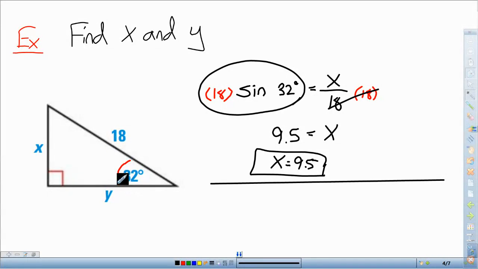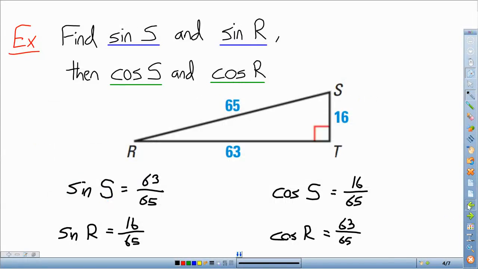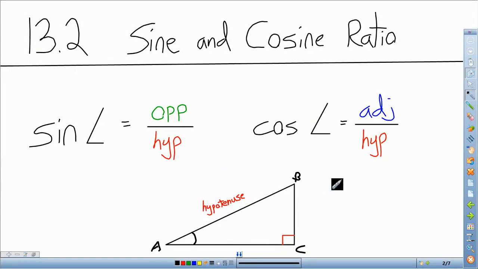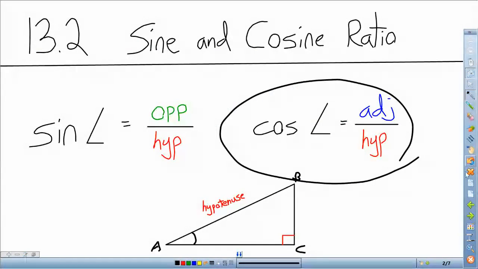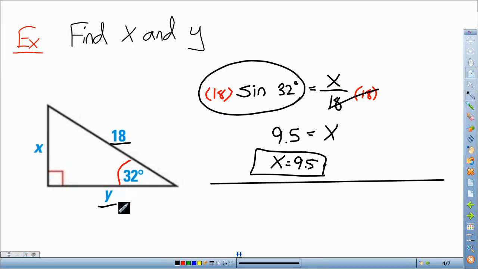Okay, so here's what we got. If I'm looking at Y, I notice that it is the leg adjacent to our angle, and again, 18 is the hypotenuse. So adjacent and hypotenuse. I'm going back to my trig ratios and I'm thinking which one of these uses adjacent and hypotenuse? Cosine. Okay, so now we know we must use cosine to find this missing side length. So let's do it. Cosine of our angle equals the adjacent side over the hypotenuse.